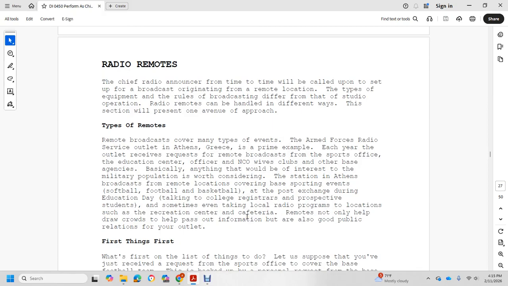Types of remote broadcasts cover the types of events that Armed Forces Radio Service outlets are asked to cover. Each year the outlet receives requests for remote broadcasts from the sports office, education center, office of the NCO, the Wives Club, and other base agencies, basically anything that would be of interest to the military population. Stations cover base sporting events such as softball, football and basketball, broadcast from the post exchange, talk to prospective students on education days, and sometimes even take local radio programs to locations such as the recreation center or the cafeteria. Remotes not only help draw crowds and pass information, but are also good public relations for the outlet.